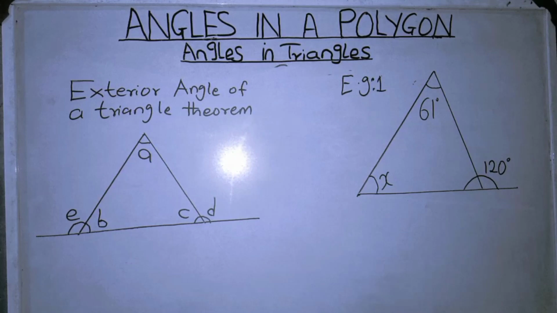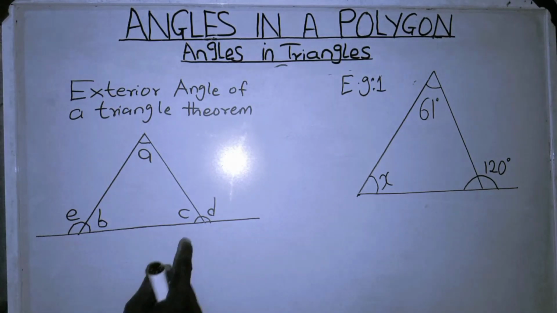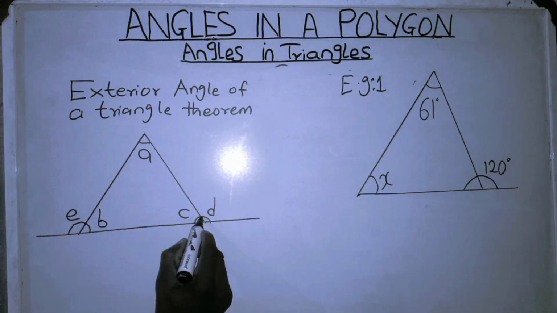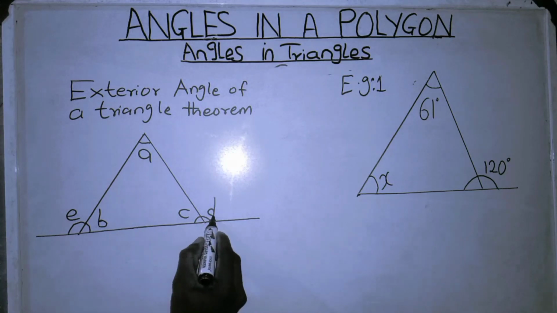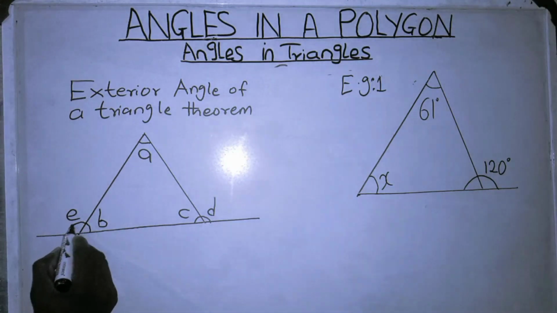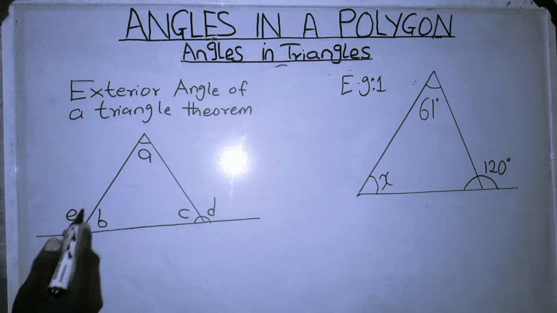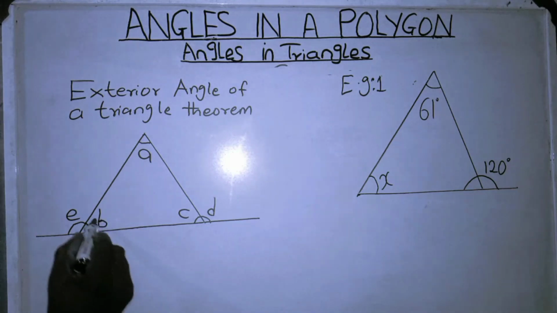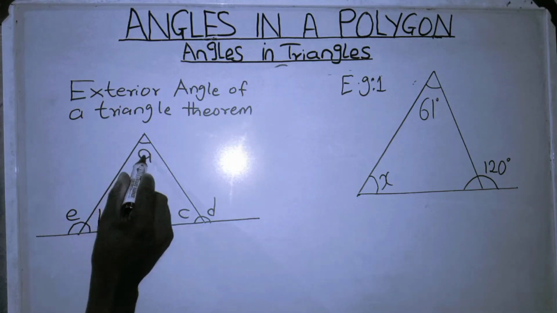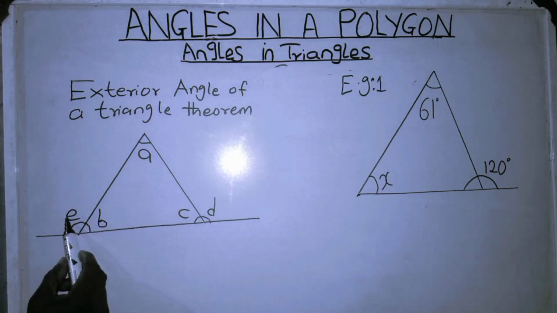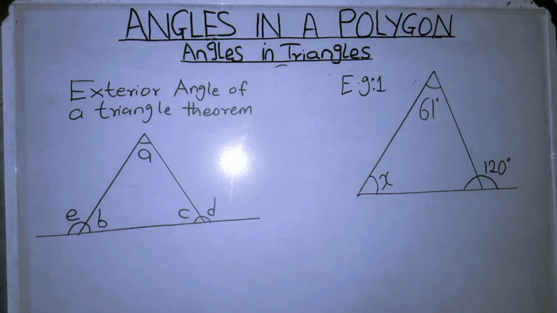Now let's look at exterior angle of a triangle theorem. Look at what the theorem explains here. What we call the exterior angle is the angle you have outside of the triangle. You can see the angle we have here, angle D, is referred to as the exterior angle. And also angle E is equally referred to as the exterior angle. That is the angle existing outside of the triangle, not the inside. The inner ones are called the interior. Then A, B, C are the interior angles, whereas E and D are the exterior angles.